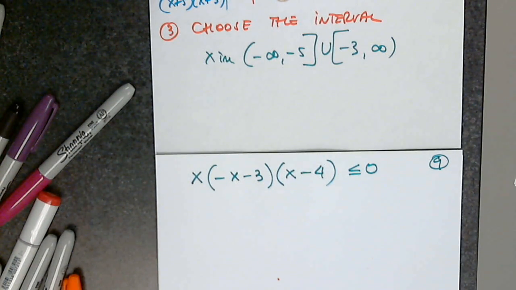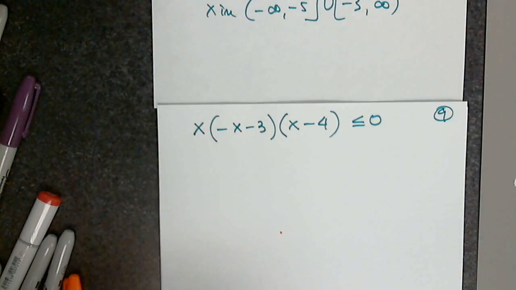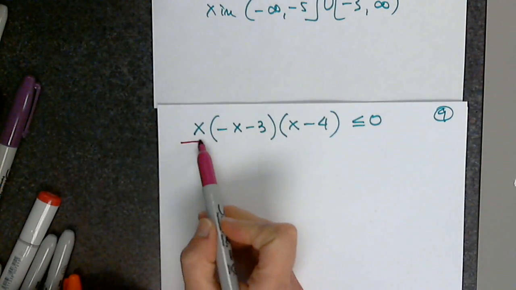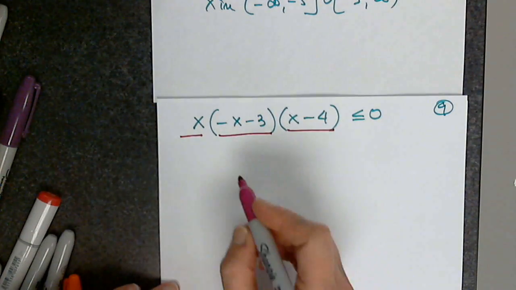How many factors do we see in this problem? I already gave it to you factored. We didn't have to factor it. It was already given to us in the factored form. So how many factors do I see here? Careful. 1, 2, 3. The degree is 3.